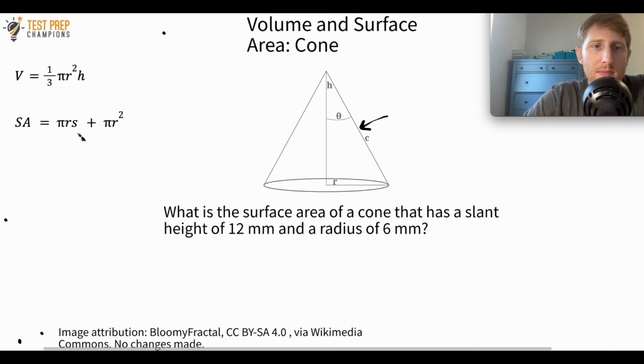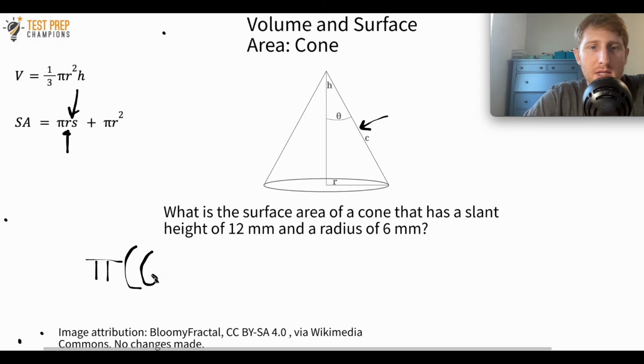Okay, so basically what we want to do here in our formula is just plug the numbers in. We know that the radius is 6, so I'm going to plug 6 in for r, and our slant height is 12, so I'm going to plug 12 in here for the slant height. And we see that both of our terms have pi in them, so one thing that I can do, and you don't have to do it this way, is pull that pi out since there's a pi in both terms. So I can write it like this.